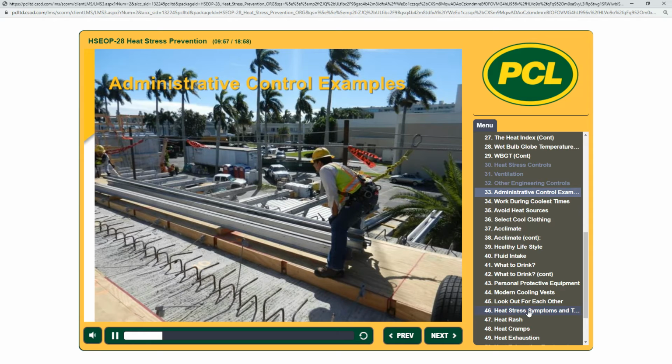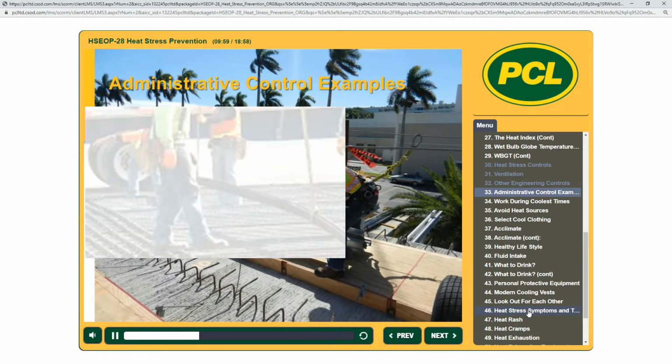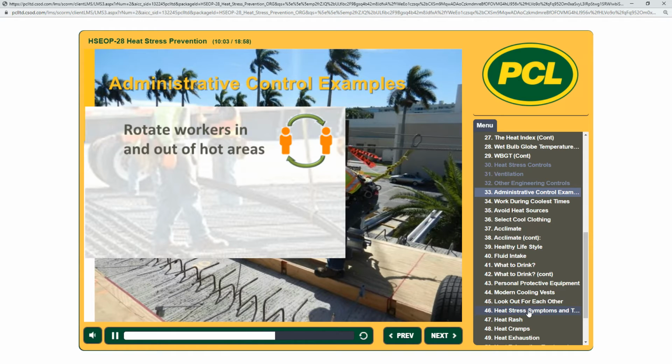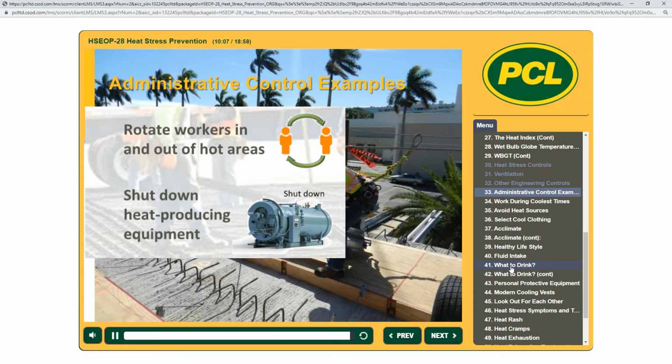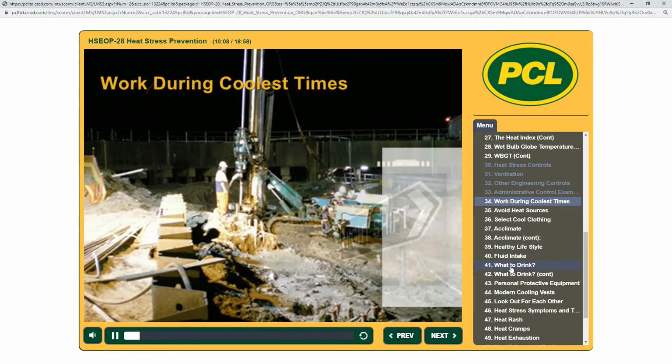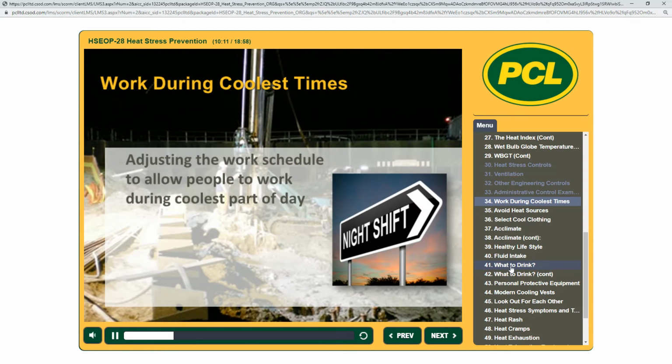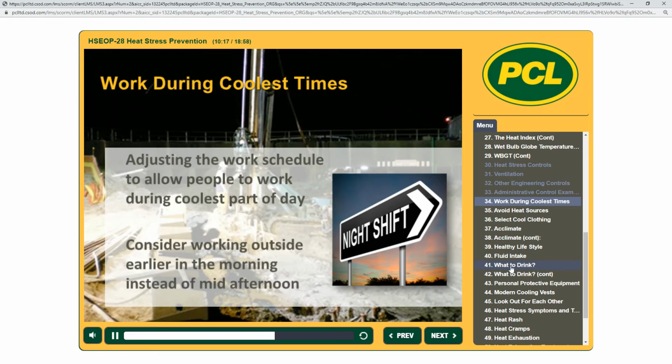There are also a number of administrative controls that you can do to control the heat. You can rotate workers in and out of hot areas. Then you can shut down heat-producing process equipment. Adjusting the work schedule to allow people to work during the coolest part of the day is also a very effective prevention technique. For example, consider working outside earlier in the morning or even at night instead of the mid-afternoon.